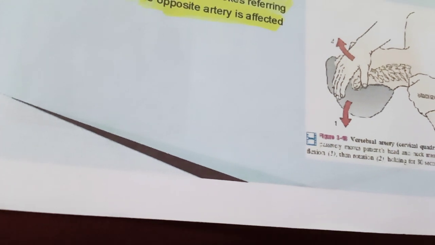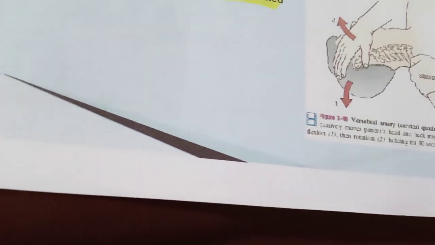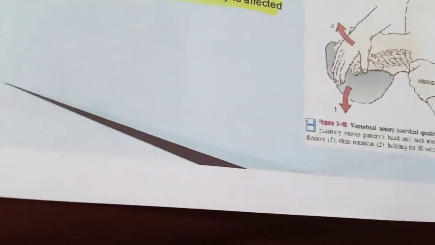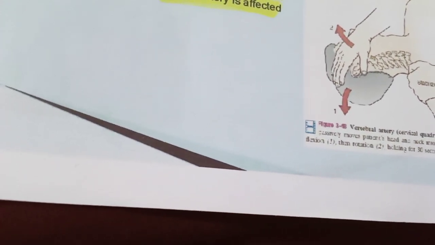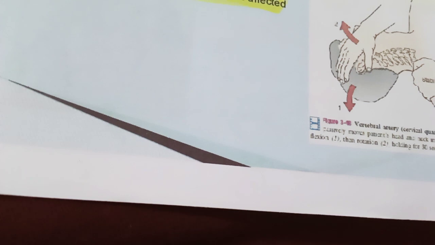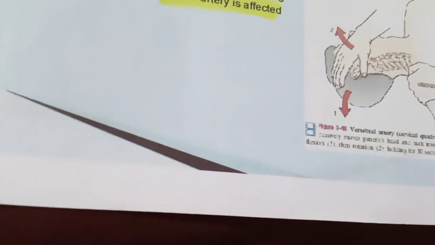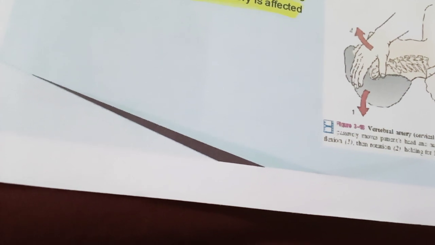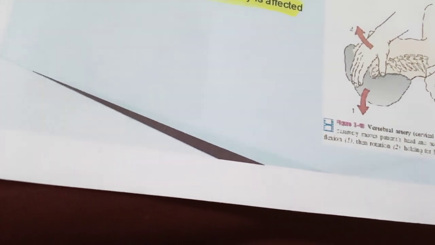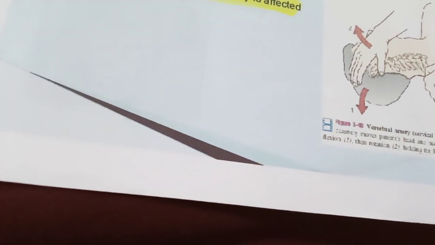البيشنت بيبقى نايم كده اهو، وانا بعمل passively take the patient head and neck into extension and side flexion. After this movement is achieved, the examiner rotates the patient neck to the same side and holds it for approximately 30 seconds. A positive test provides referring symptoms if opposite artery is affected.